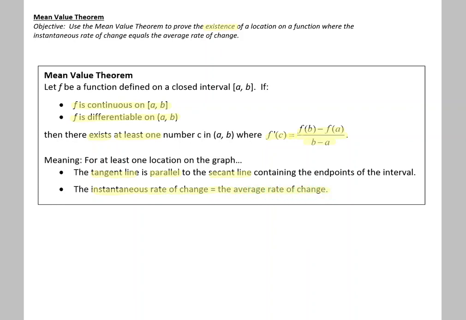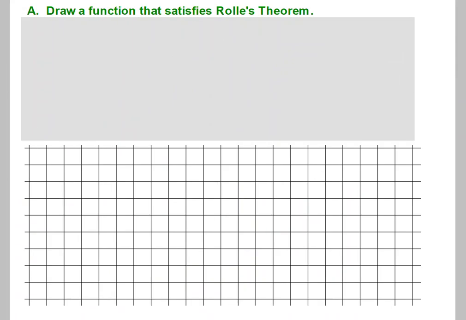Now let's pause for a second and take a look at how this works. We're going to draw a function that satisfies Rolle's theorem. So remember, Rolle's theorem must be continuous, differentiable, and start and stop at the same y values. For example, this would satisfy Rolle's theorem. Continuous, smooth, so differentiable with no vertical tangents, and it starts and stops at the same y value.